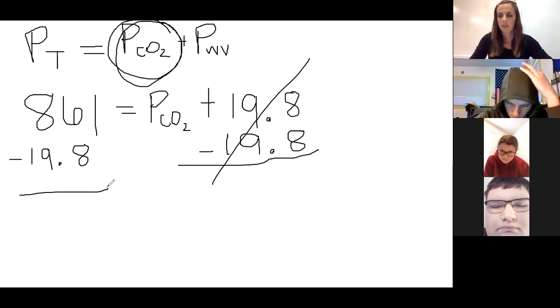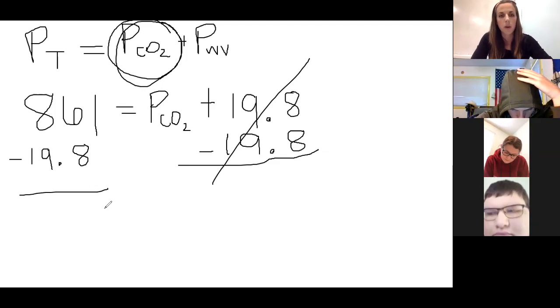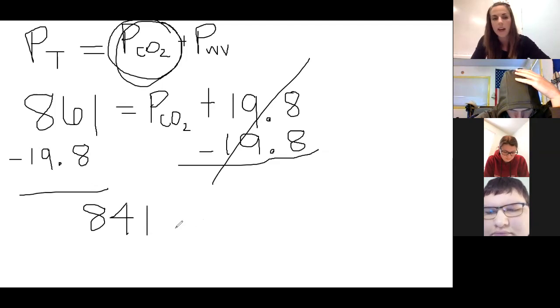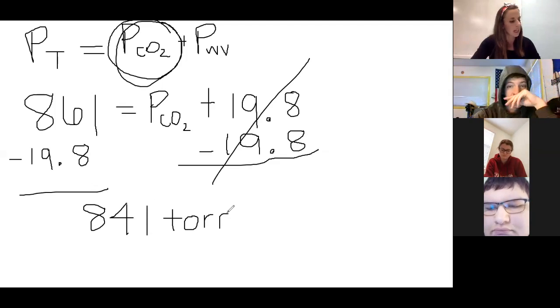So 861 minus 19.8 should give you 841.2. Because of significant figures in the problem, 3 is what I've got, so I'm going to round that to just 841 torr. That is the pressure of the carbon dioxide. Any questions?